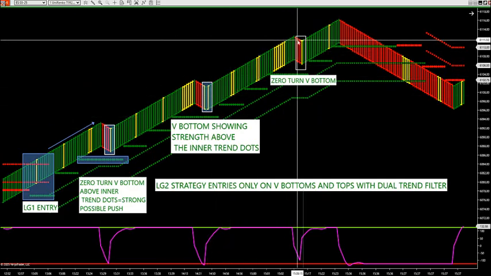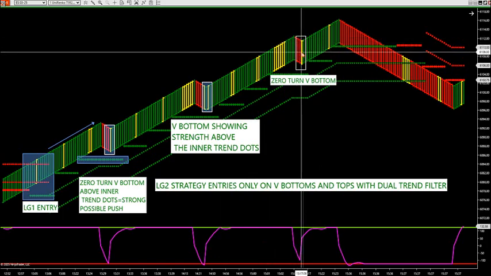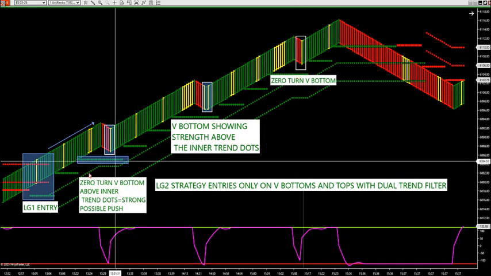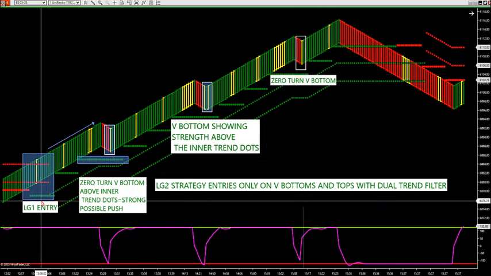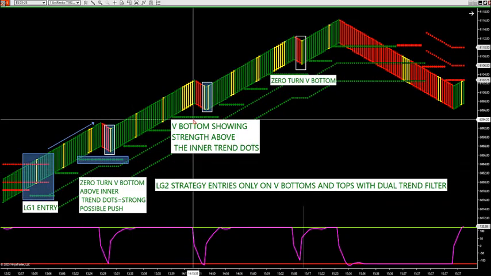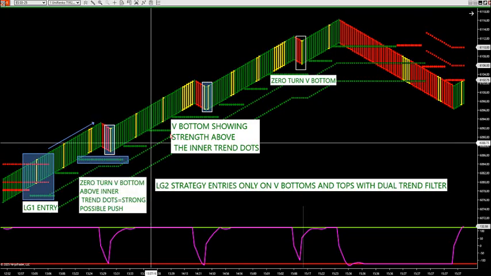Market moves up. We got counter trend traders coming again. They start coming in. Yellow zero turn candle. You want to turn the liquidity grab trader on again. Why? Because the strength of the market is above my inner dots. So all 4 of these, right? Well, all 3 here. 1, 2, 3. They were all above my inner dots.